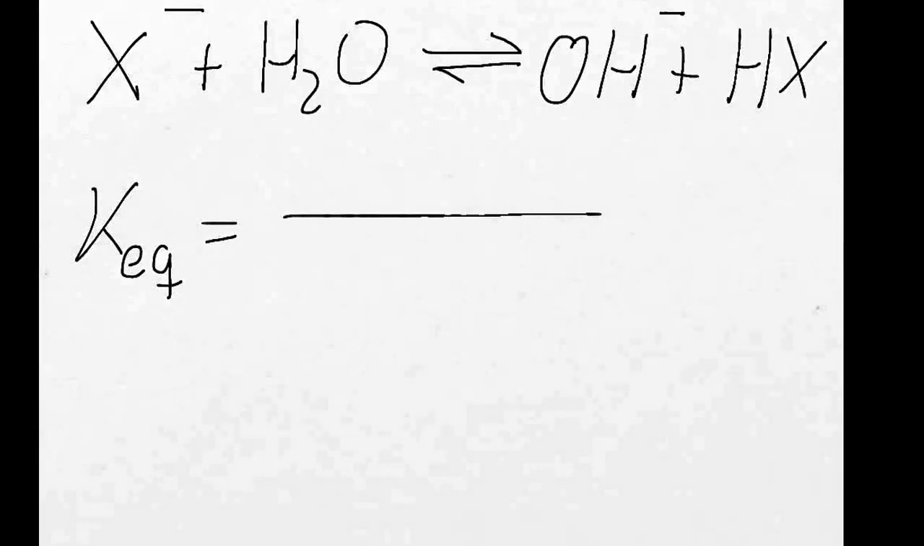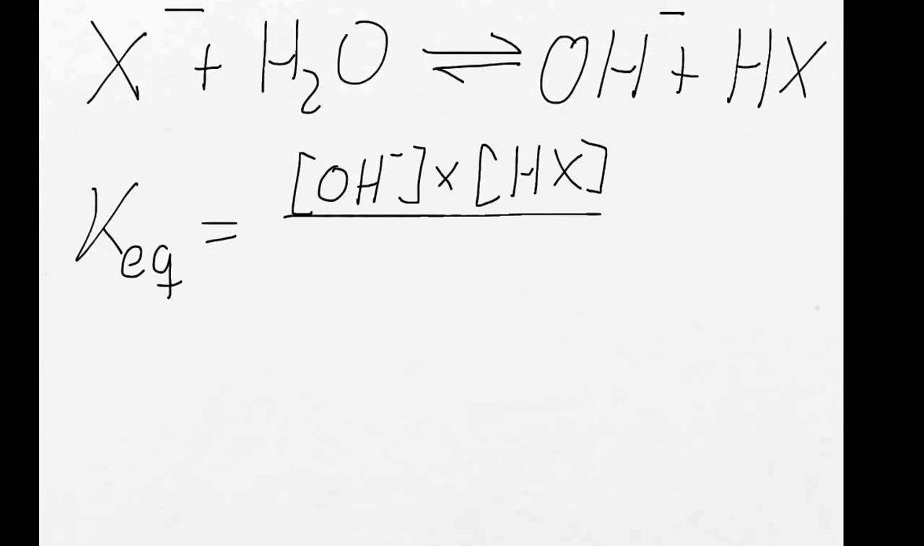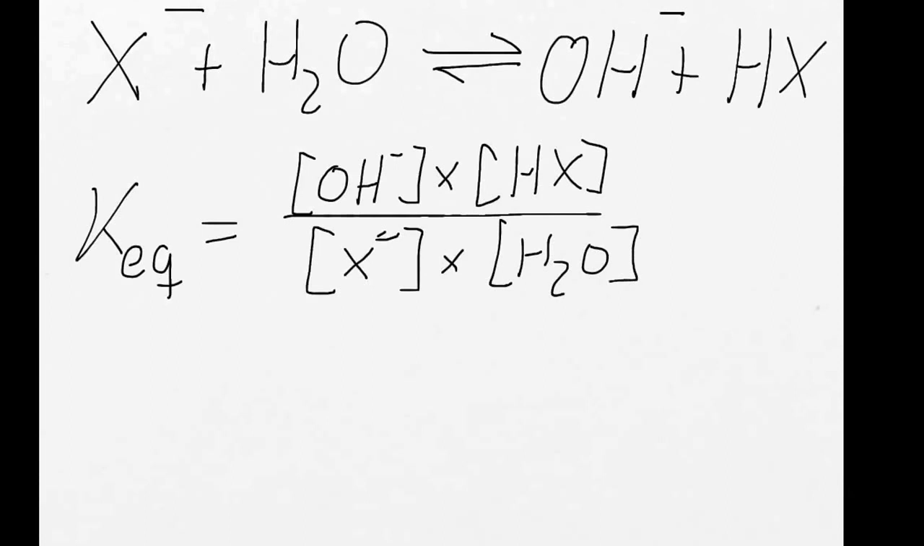So what I want you to do now, 2 minutes, is write down the equilibrium equation for this guy. Please. And you can discuss that amongst yourselves. So, for me, it would be K equilibrium, that's the constant, equals. What do we have on top? We have OH minus times HX, right? Divided by X minus times H2O. Do you get that? Yeah?